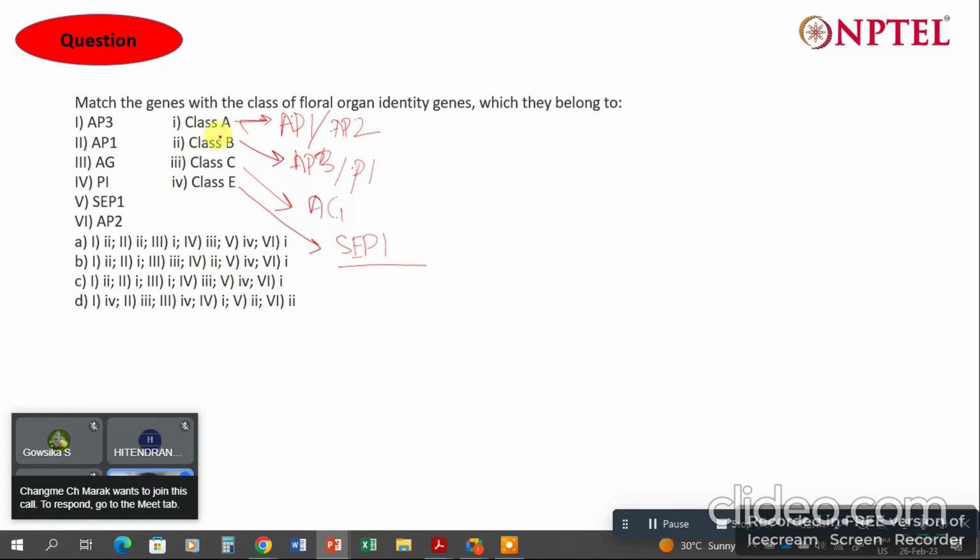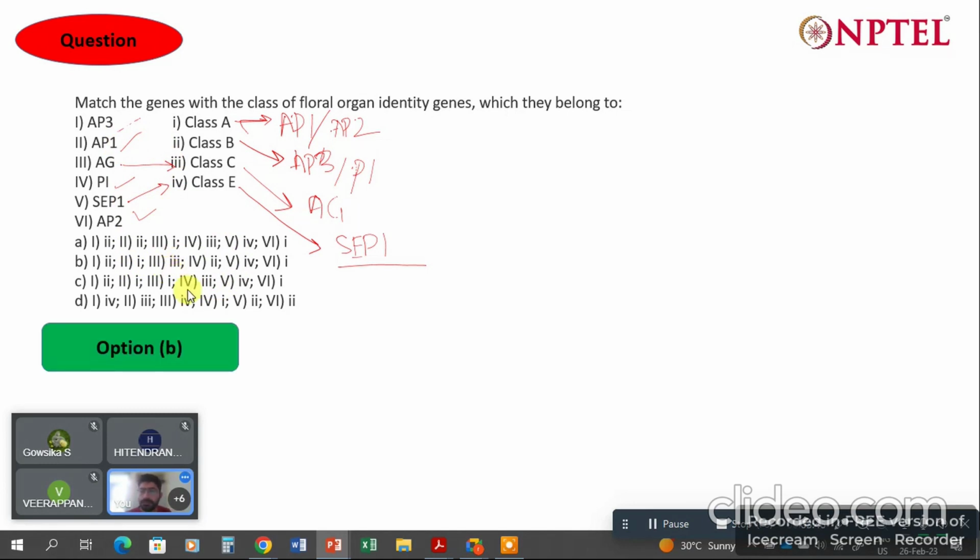So for A it's 1 and 2, and for B it's 4 and 5, and for class C it's AG, that's 3, and for class E it's SEP genes. So the correct option will be B, because it joins all the correct options.